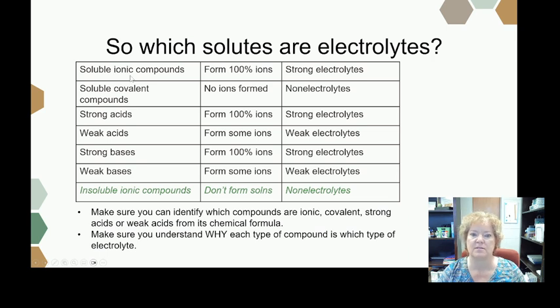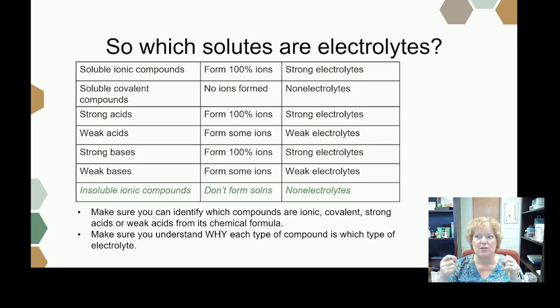Soluble ionic compounds: 100%, if it's soluble, it's going to all form ions. It's going to fully dissociate. That would be a strong electrolyte. Soluble covalent compounds do not dissociate. No ions are formed, so it would be a non-electrolyte. Strong acids ionize 100%, forming 100% ions, so a strong electrolyte. But with a weak acid, only a little bit of it ionizes, so that would be a weak electrolyte. Strong bases, all of it is going to ionize, forming 100% ions, so a strong electrolyte. Weak bases form a few ions, so a weak electrolyte. And then insoluble ionic compounds don't form solutions, so they're non-electrolytes.